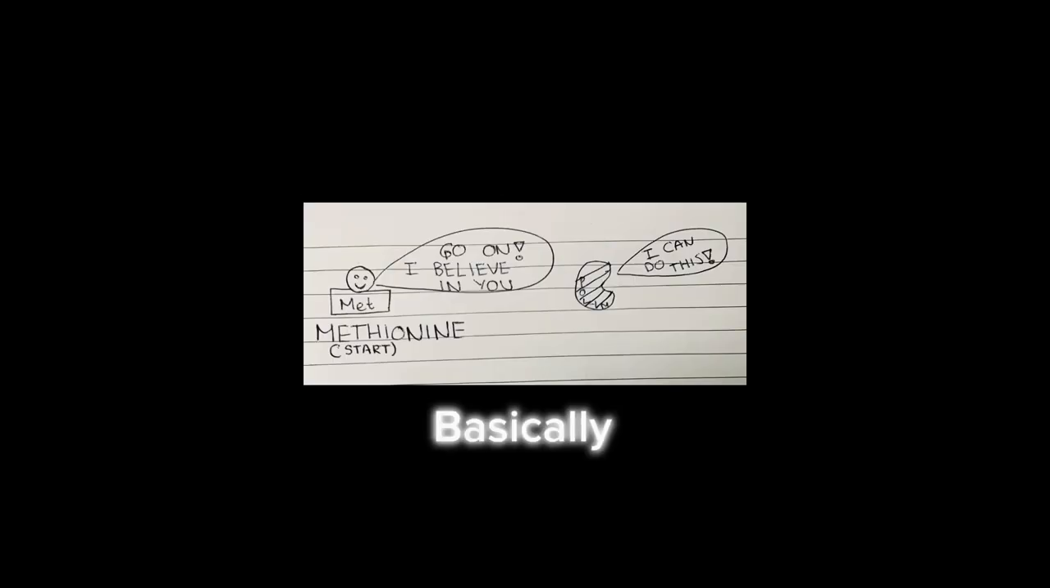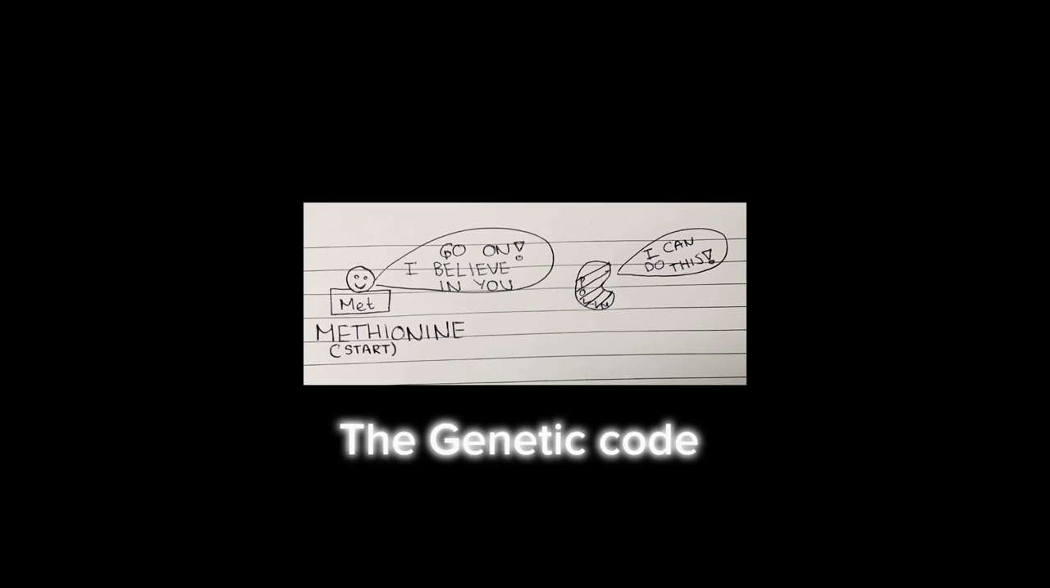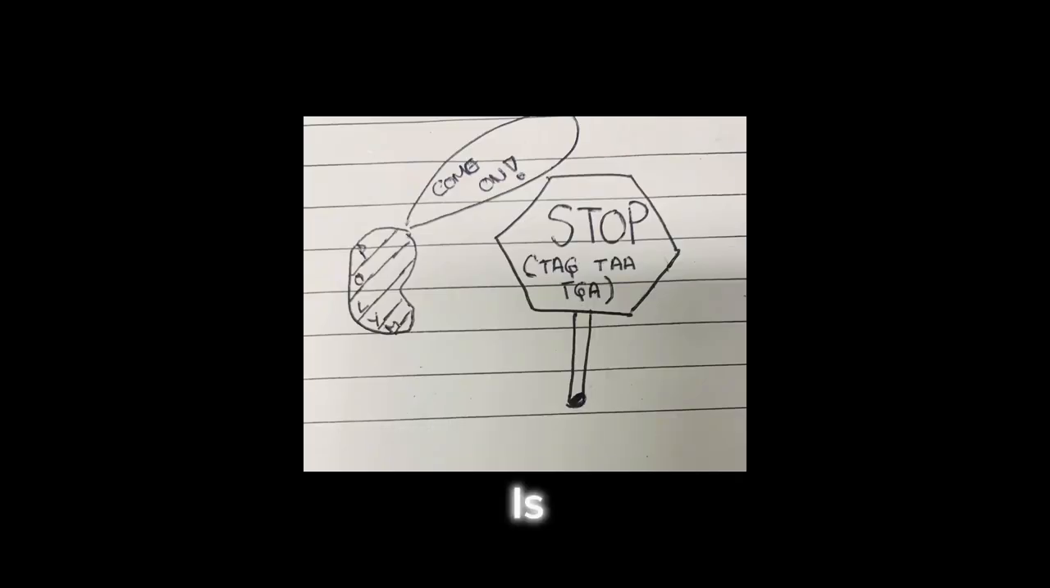Adenine, thymine, cytosine, guanine, building blocks of life in a sequence 5 to 3. Start and stop codons guide the way for polymerase, the genetic code, a blueprint for life, big or trace.